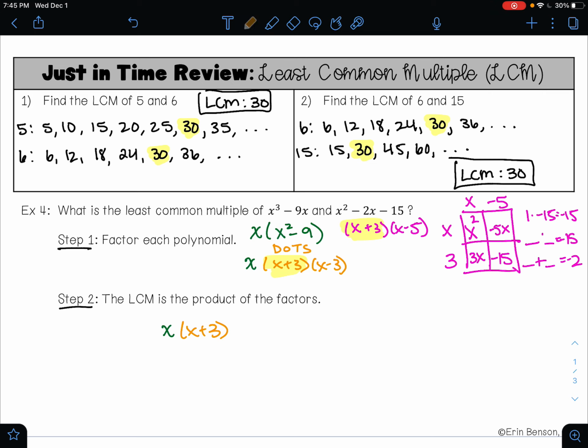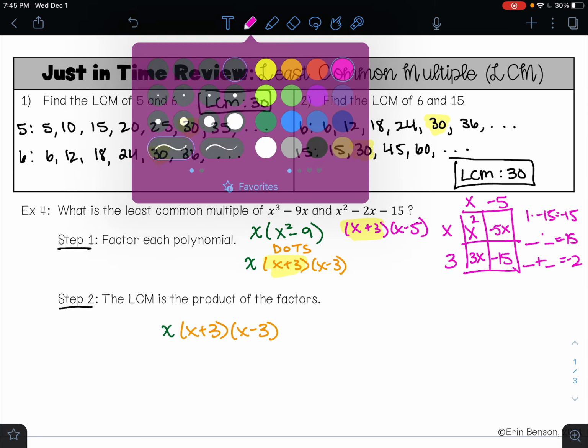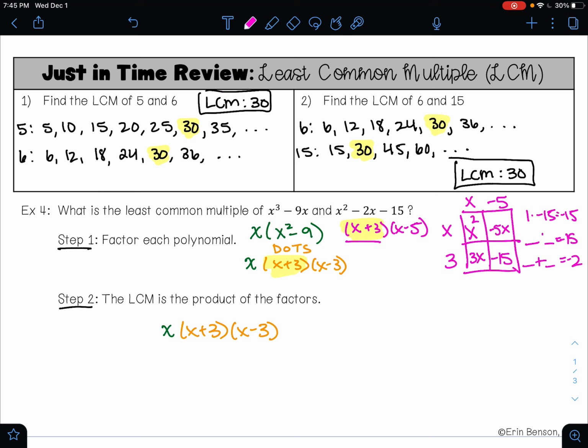I also have x minus 3 as a factor. And then for the other polynomial, we already have the x plus 3, so now we need to include the x minus 5. So my least common multiple for x cubed minus 9x and x squared minus 2x minus 15 is going to be x times x plus 3 times x minus 3 times x minus 5. This is my answer.